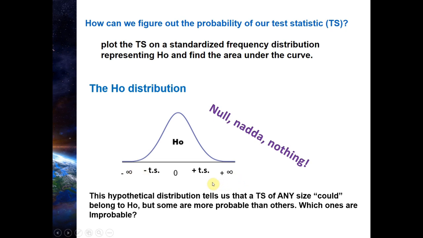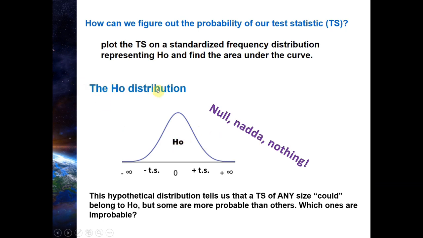So what you're going to do is take your TS that you found and see where it falls on this distribution. And if it falls anywhere in the middle, then you're going to say, yeah, I guess it is just sampling error. But if you get a test statistic way out here in the tails, you're going to say, wait a second here, it could belong to H0, but maybe it doesn't. I better reject H0. All right?